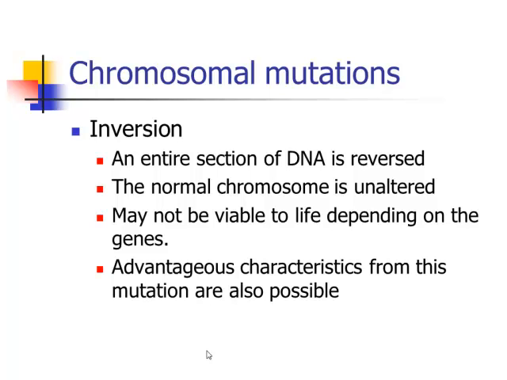Inversions also allow advantageous characteristics because now genes are in a different order, which means you might do protein synthesis in a different order. If they're in a line of genes, you could make your proteins in a different order, and that would allow you to do things that you maybe weren't able to do before. Okay, so that's an inversion.